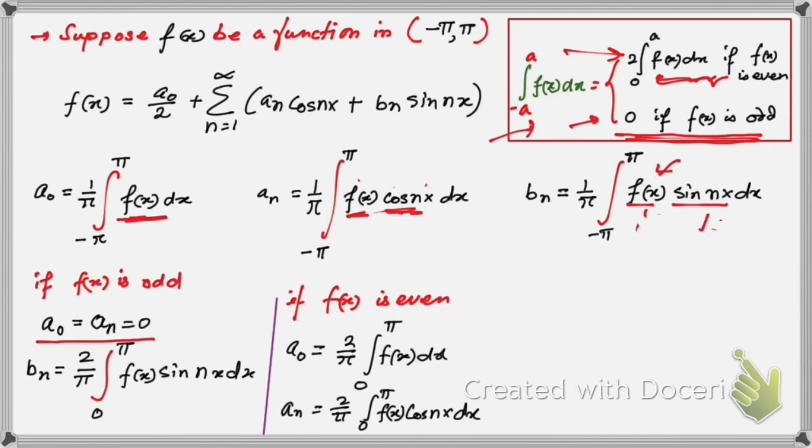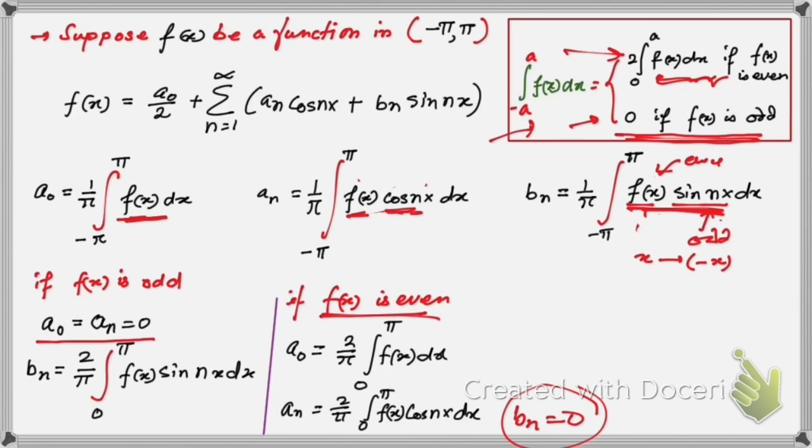But in this case sin nx is odd, and f of x is even. So if you replace the x by minus x, this function as a whole will be odd, right? So in this case we will get b_n is equal to 0. For even f of x, we will get b_n is equal to 0. Hope you have understood. Now let me take a question.